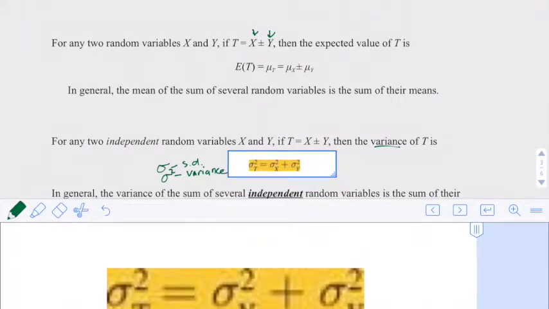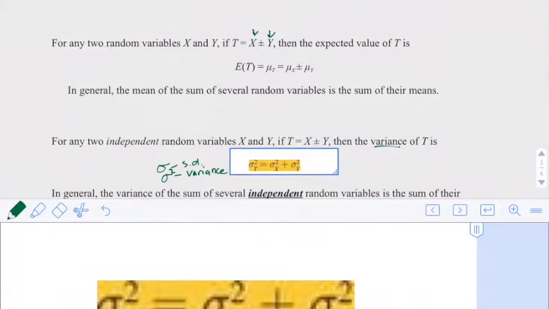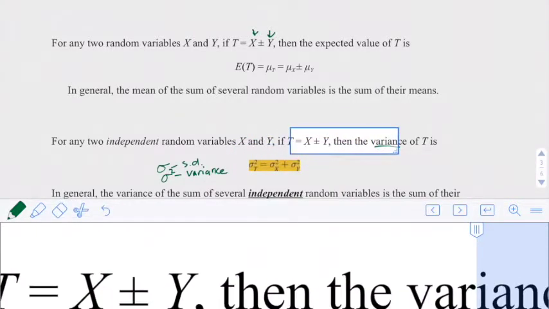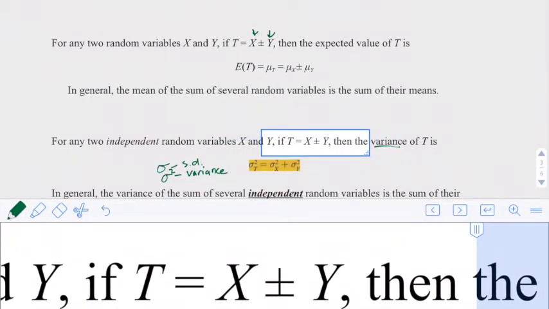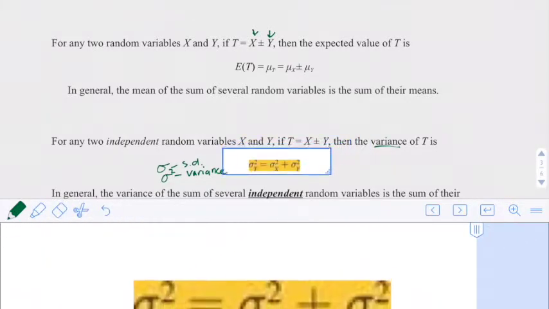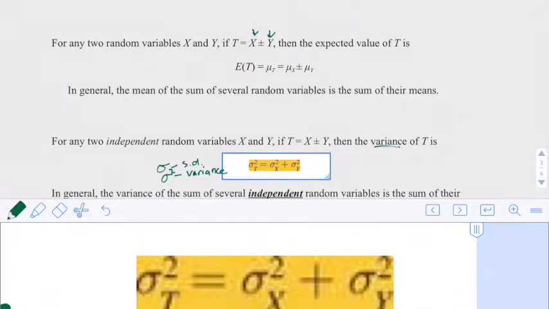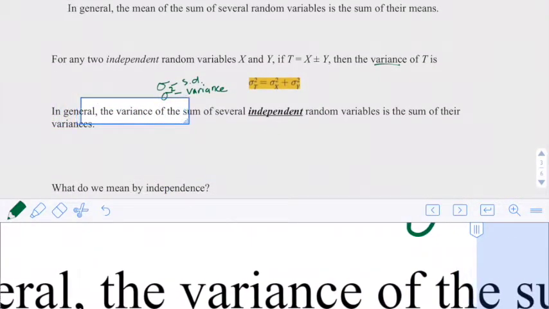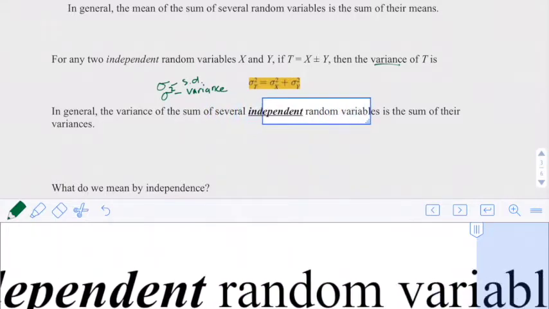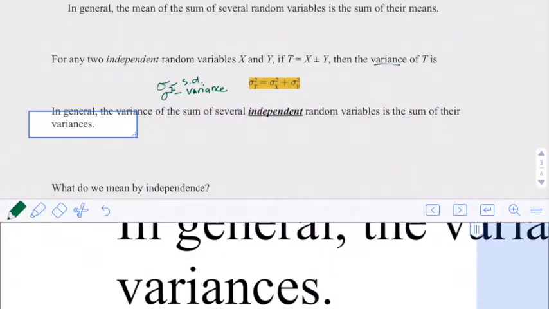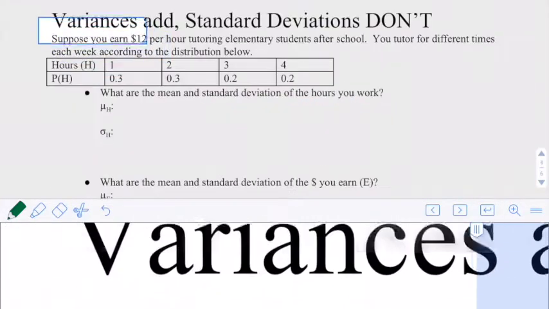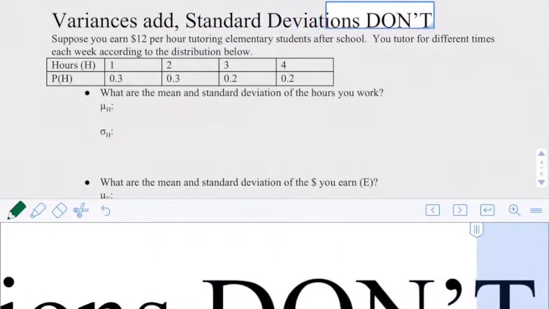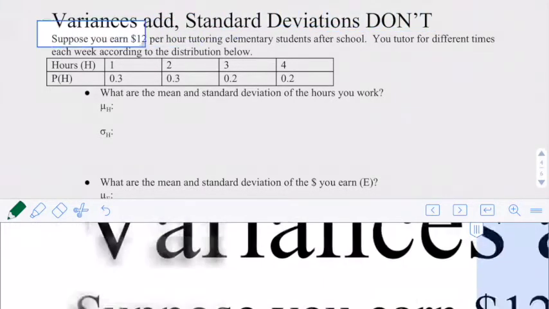If you think about it, the spread of the distribution is always going to get wider. If you put one distribution with another, there's going to be more variability. If you subtract one distribution from another, you're still putting 2 together, so the variability is increasing. In general, the variance of the sum of several independent random variables is the sum of their variances. So if you have 3, 4, 5, you still add variances. Variances add, standard deviations don't. So keep that in mind as we do this example.